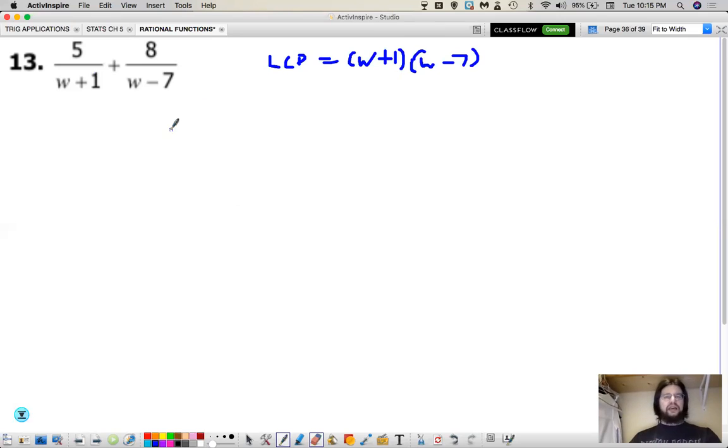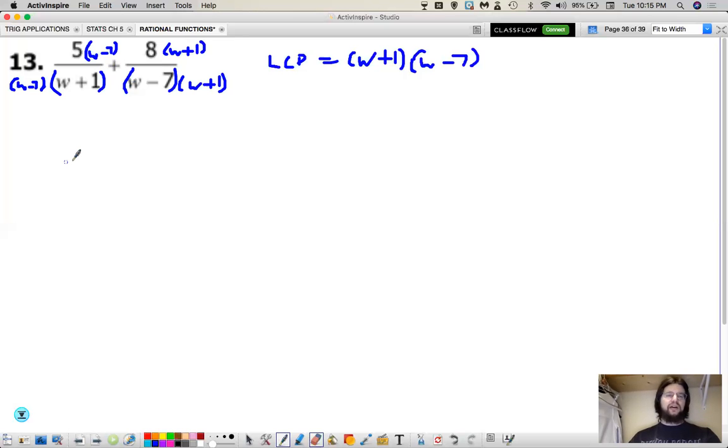This one I am going to write out a little bit extra. I know I'm going to need to stick a w minus 7 on this one, and a w plus 1 on this one, because we need a w minus 7 over here. Doesn't matter which side you put it on, by the way. w plus 1 over here, so that we have our nice common denominator going on. There we go.